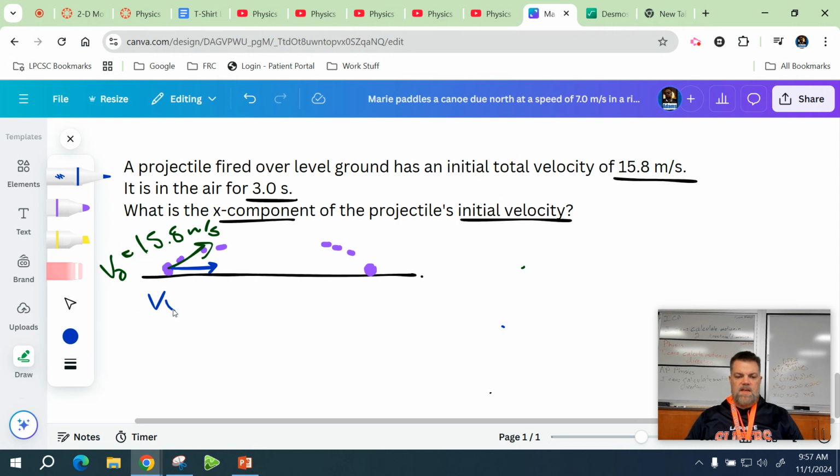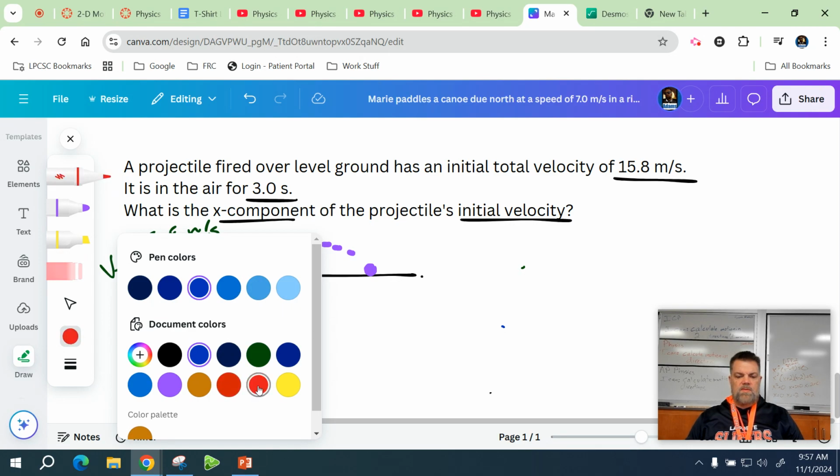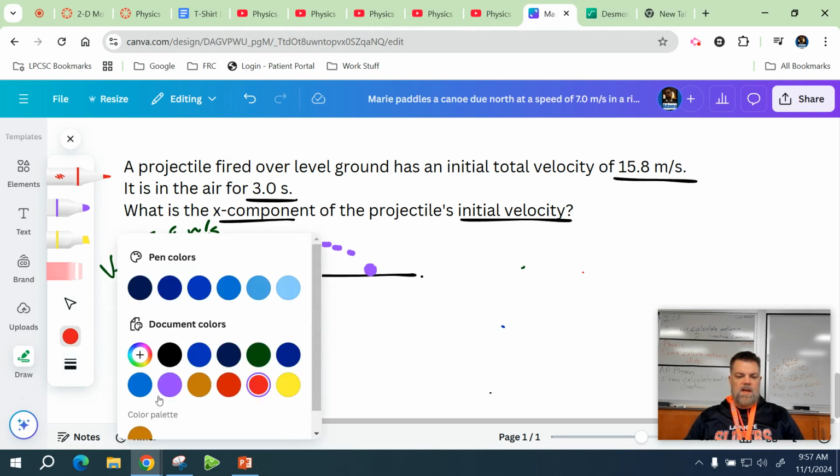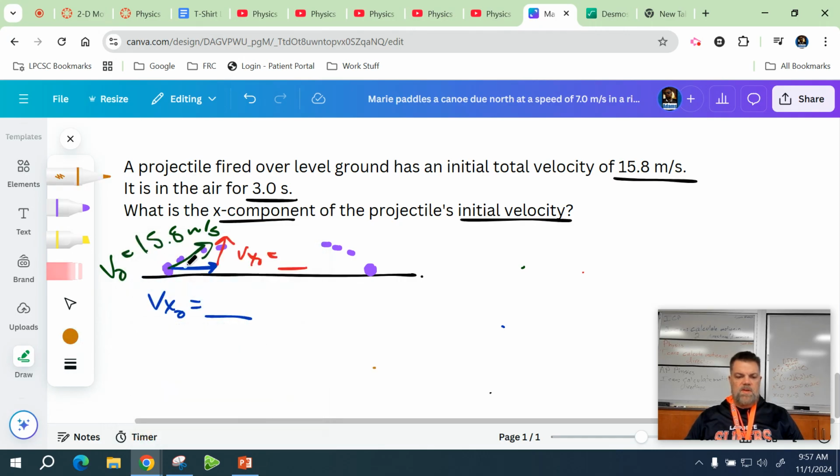We don't know what that is. And also, we don't know what the y velocity is, v sub y. And we don't know the angle between those two. So there's a lot of stuff going on here that we don't know. So we don't know what theta is.